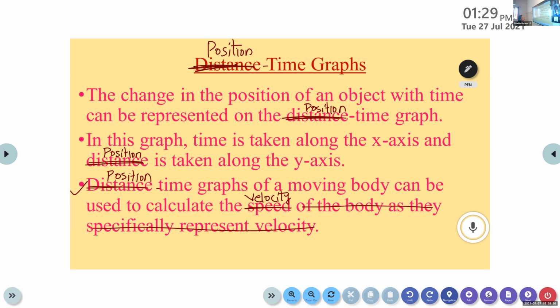Now here we can discuss the different types of position time graph. The position time graph for the object at rest, the position time graph for the object in uniform motion, and the position time graph for the object in non-uniform motion. Let us see how the nature or shape of the position time graph is for all these different cases. First we are going to discuss the position time graph for the object at rest.